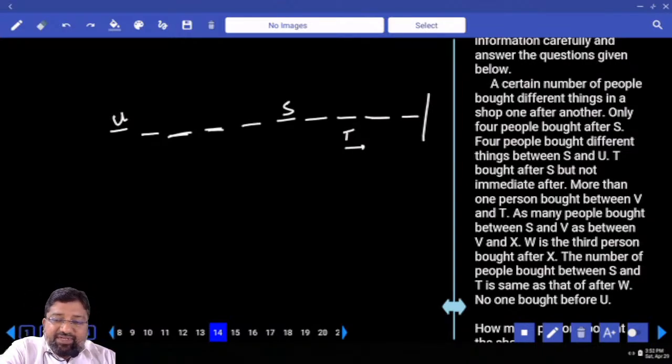So this is very clear to us. This is very clear to us. What's going on here? Can anyone explain it to me?